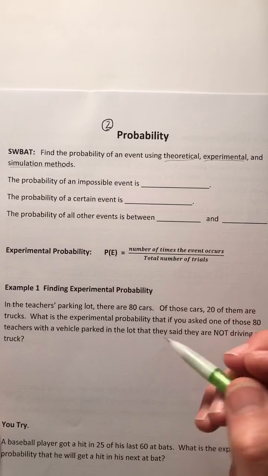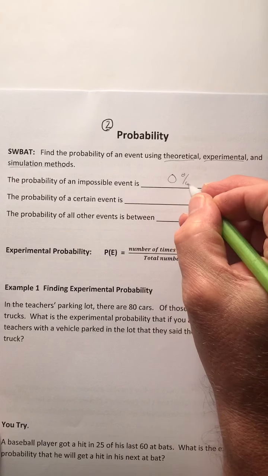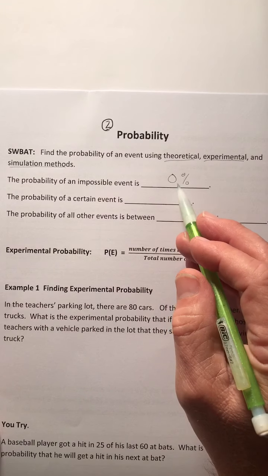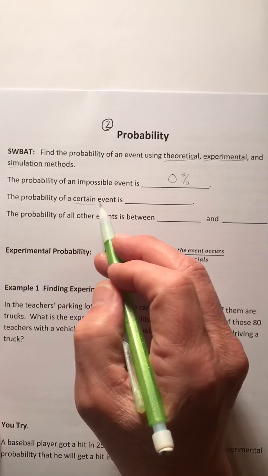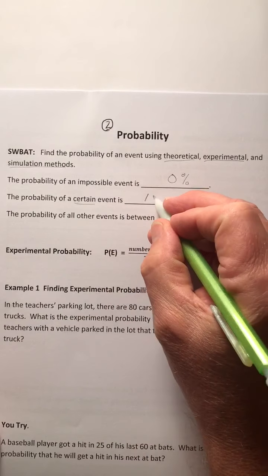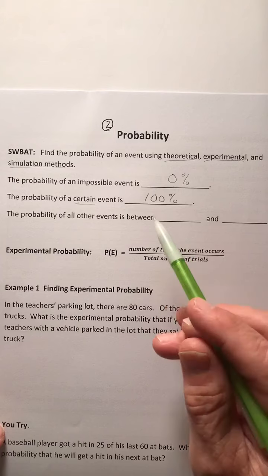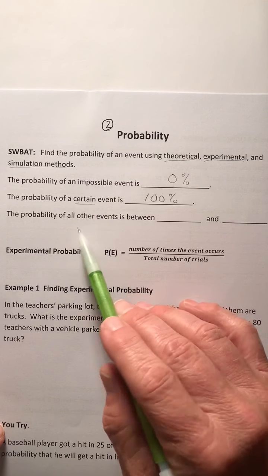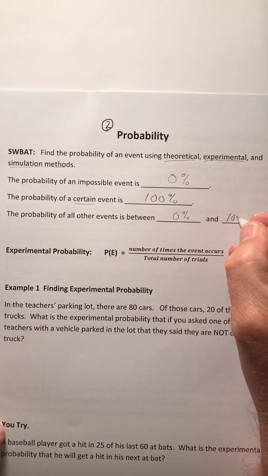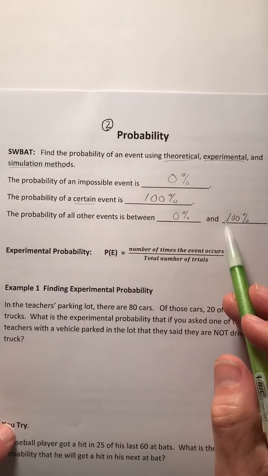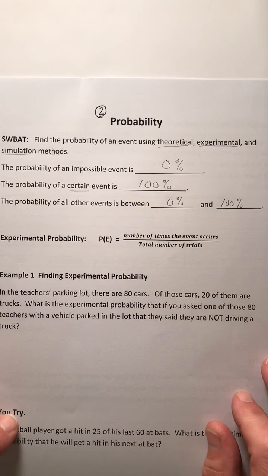All right. So the probability of an impossible event is 0%. If it's impossible, it's not going to happen, so there is no chance of it happening. So 0%. The probability of a certain event is 100%. That means it's going to happen, so it's a 100% chance that it will. Then all other probabilities of any other event would be between 0% and 100%. So if you get a probability that's over 100%, that tells you you did something wrong. So just be careful with that.